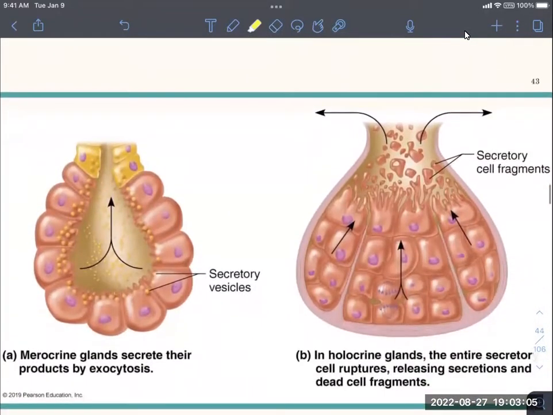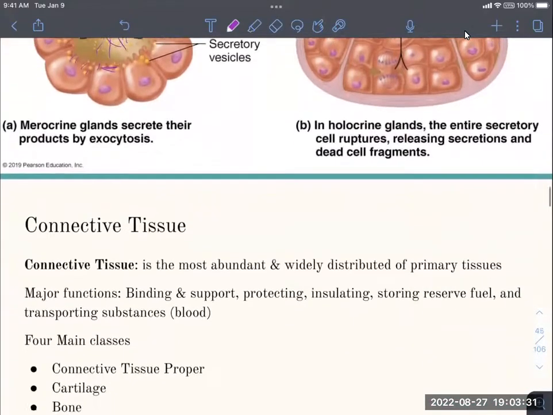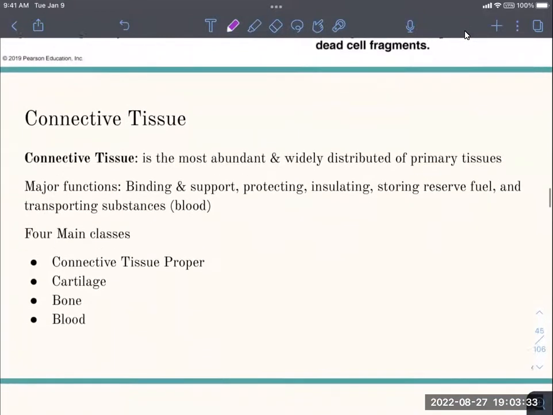So here's all those secretory vesicles. You see all the little vesicles coming to the top and secreting their substances out of the gland. That's a merocrine gland. While our holocrine glands rupture, and they release dead cell fragments out, and that is their actual substance that they release. Let's look at connective tissue.